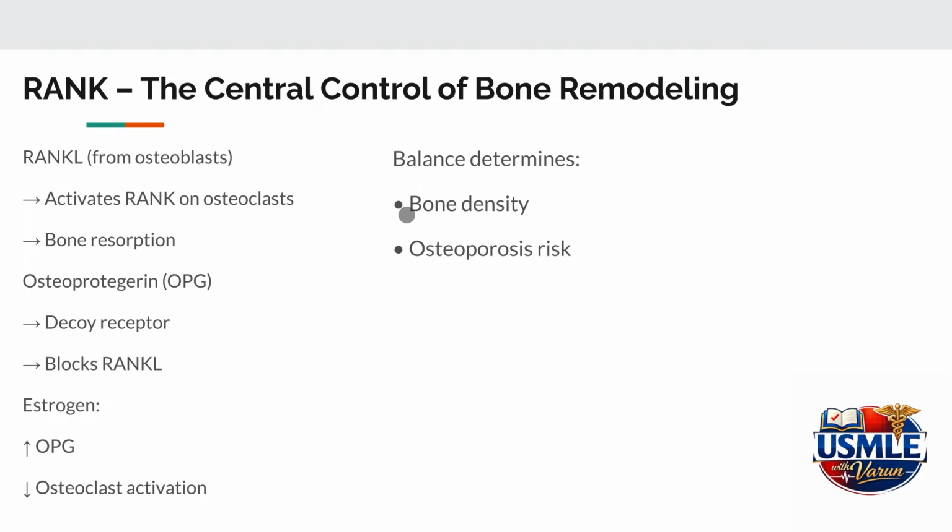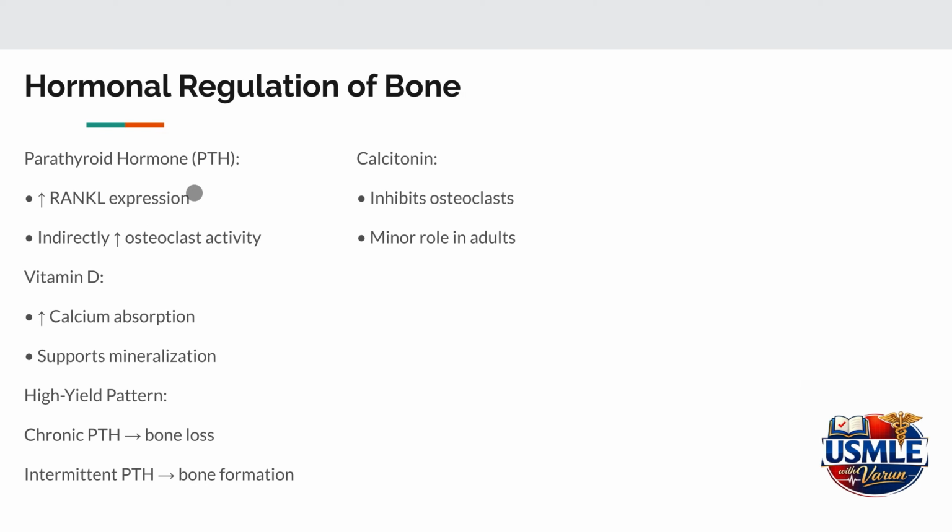This balance determines bone density and the risk of osteoporosis. Coming to hormonal regulation of bone, parathyroid hormone increases RANK ligand expression, indirectly stimulating osteoclasts. So, parathyroid hormone, we all know that it increases calcium levels in the body by increasing bone resorption. Vitamin D increases intestinal calcium absorption and supports bone mineralization. Calcitonin inhibits osteoclasts, although its physiological role in adults is limited.